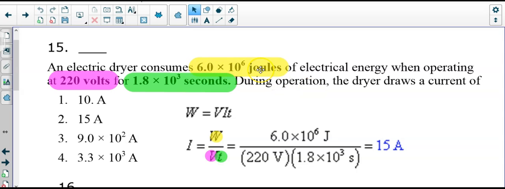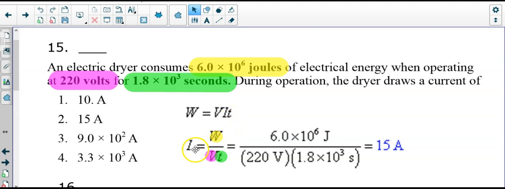In yellow, joules, that's a W value, that's work. In purple, that is volts, potential difference. And then green is time. So we have to find an expression where we have work equals potential difference, or voltage, times current times time. And we have that here on the reference table.